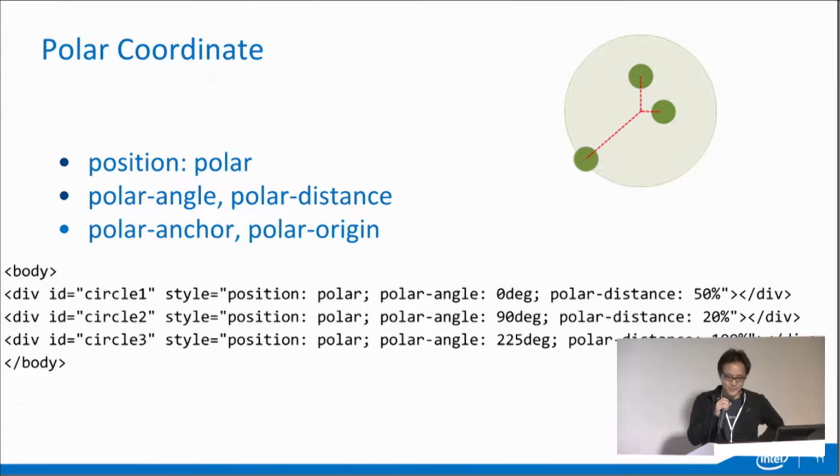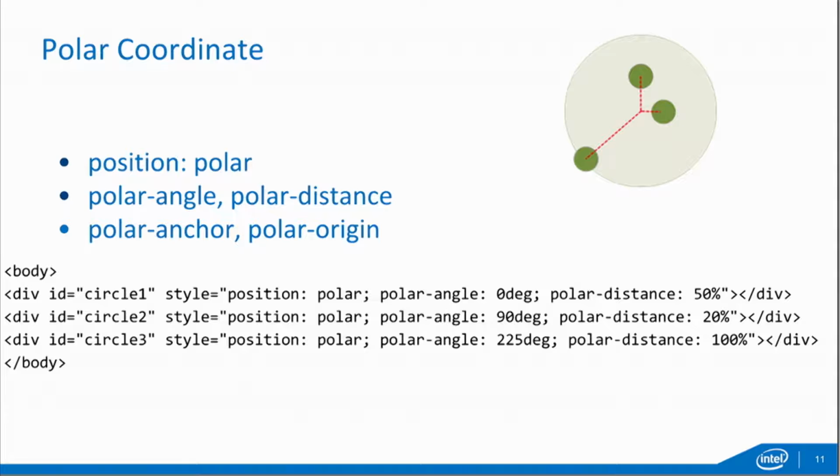And here is polar coordinates. This is a new way to position elements inside the round display. The polar UI defines four new properties: polar-angle, polar-distance, polar-anchor, and polar-origin.